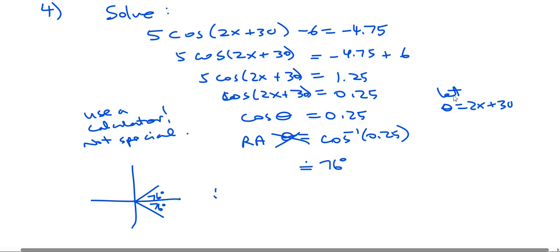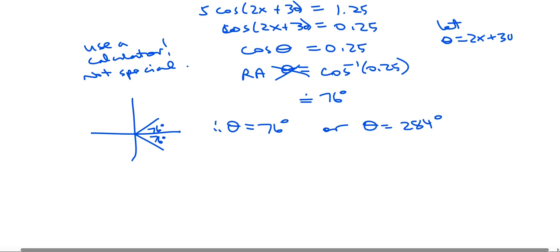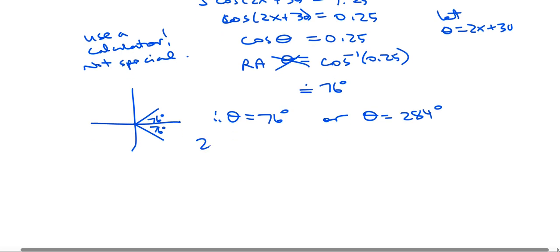I have 2 values of theta. So therefore theta is my quadrant 1 answer, or theta is my quadrant 4 answer. So I got to go 360 minus 76 degrees, 284 degrees. Okay, but now remember the question's not asking about theta, the question's asking about x. So I got to put my x back. So 2x plus 30 equals 76, or 2x plus 30 is equal to 284.